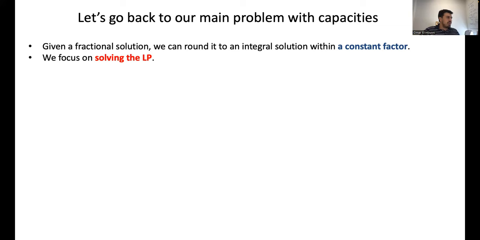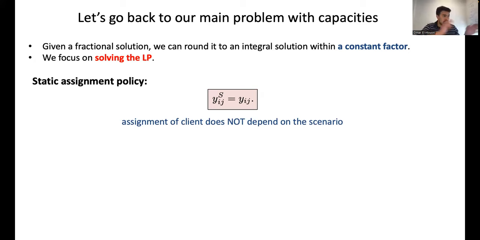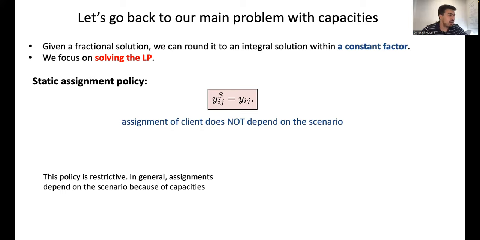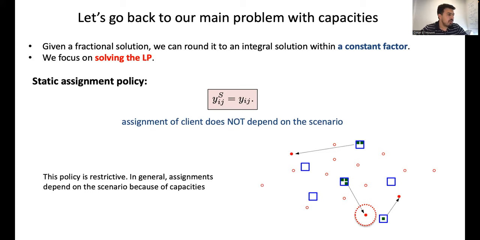So what I will do here is use the static assignment policy again, which means y_ij^s is equal to y_ij. The assignment of a client does not depend on the scenario. Well, here everyone could cook up an easy example to show that this policy is not optimal anymore. So the policy is restrictive. Let me show you a simple example.